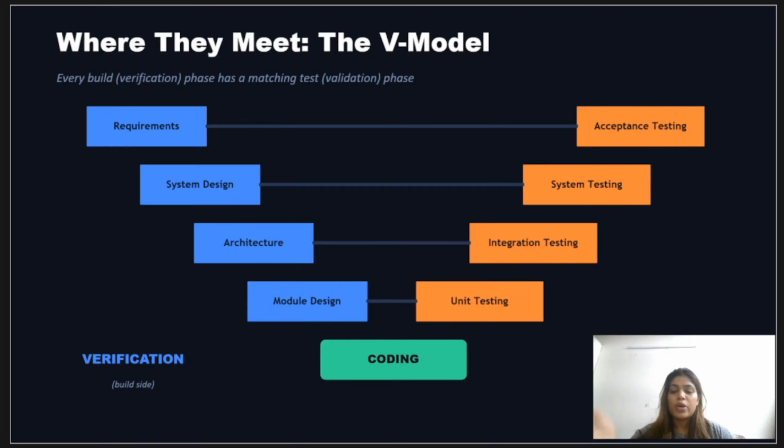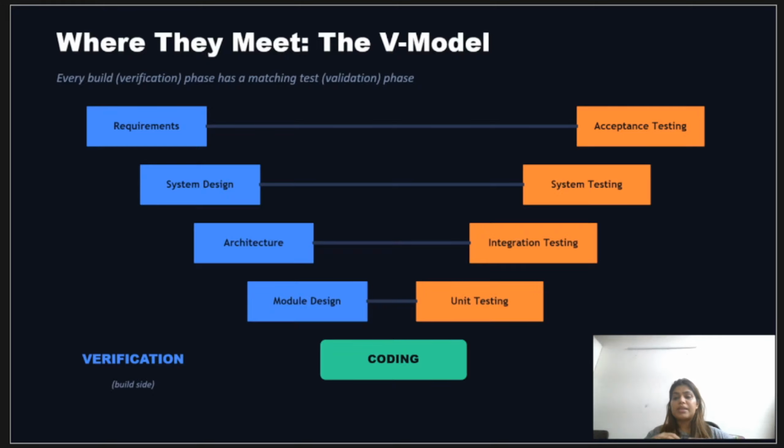Then the right arm going up is the validation side, the testing activities like unit testing, integration testing, system testing, and acceptance testing. So here's the genius of the model. Each build phase on the left has a corresponding test phase on the right at the same level. Requirements have acceptance testing, system has system testing, architecture has integration testing, module design has unit testing. So the test on the right validates the work done on the left at that level.